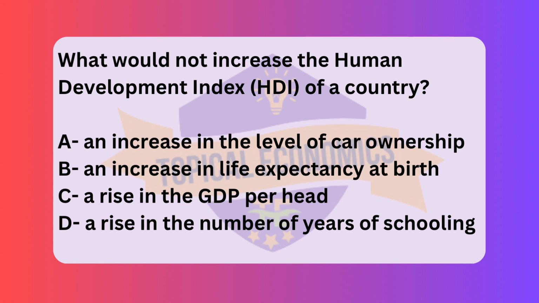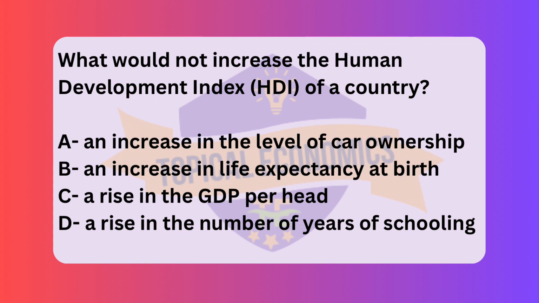Analyzing the other options. Option B, an increase in life expectancy at birth, is incorrect. Life expectancy is a key component of the HDI and directly reflects the health dimension of the index. An increase in life expectancy would improve a country's HDI by indicating better health outcomes and overall living conditions. Next, option C, a rise in the GDP per head, is incorrect. GDP per head, or GNI per capita, is a critical part of the HDI's standard of living dimension. An increase in GDP per head indicates a rise in income, which directly raises the HDI.